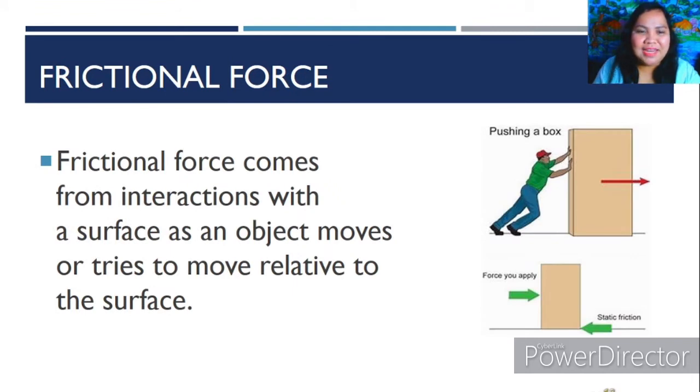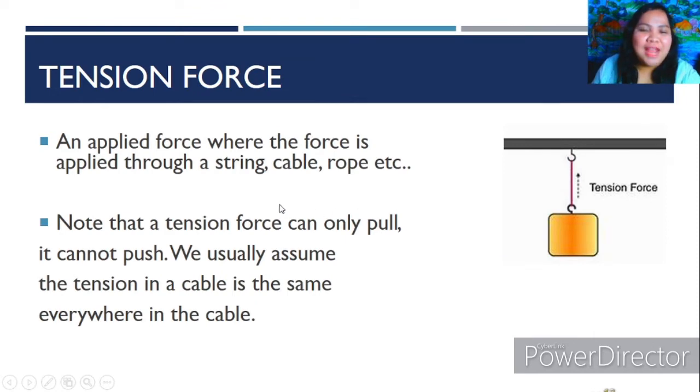Okay, let's proceed to frictional force. Frictional force comes from the interactions with the surface as an object moves or tries to move relative to the surface. So, every time we push or pull something, friction acts in the opposite direction. Next, we have tension force.